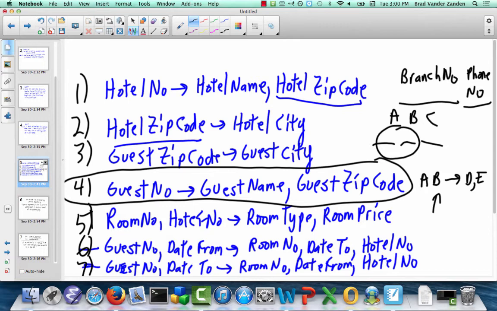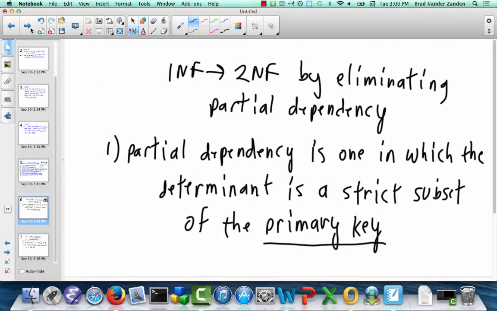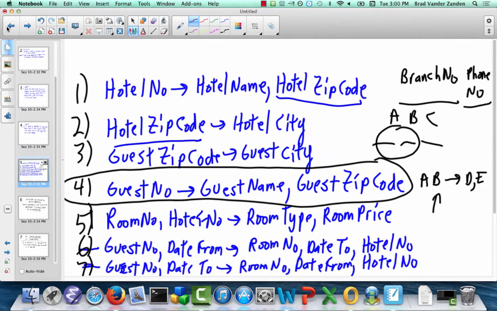You might also look at number 7 and say, hey, that contains guest number. But a partial dependency is one in which the determinant is a strict subset. This is not a subset, because it contains date two, which is not in the primary key. So 7 is not a partial dependency. Our only partial dependency here is number 4.